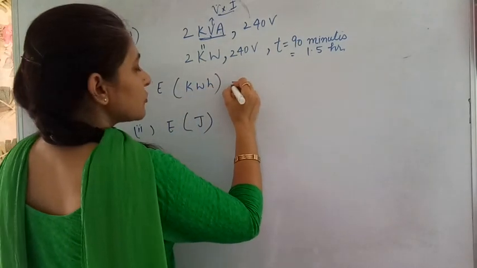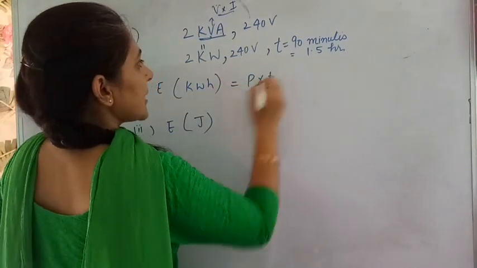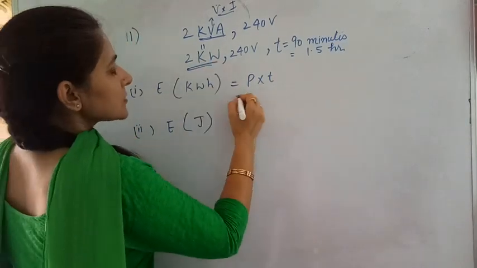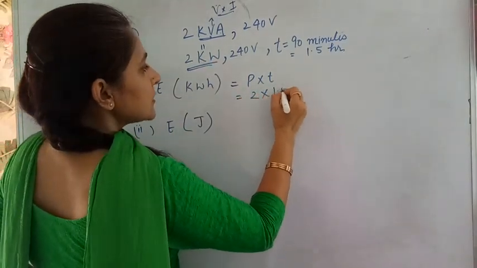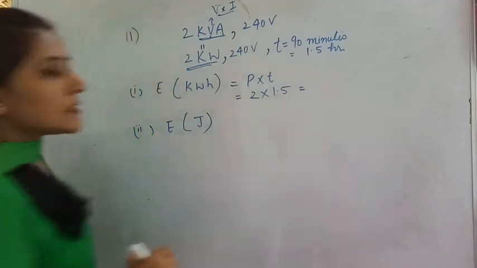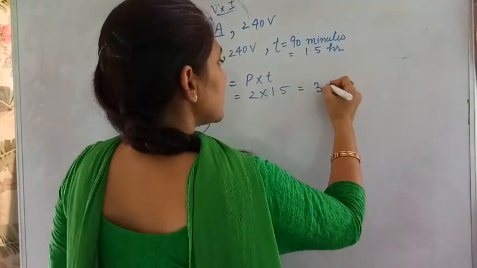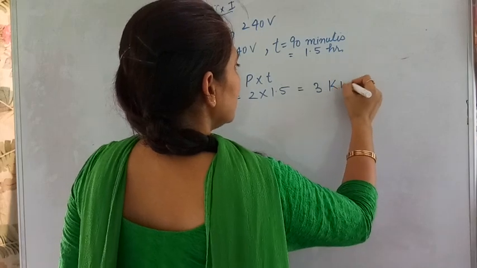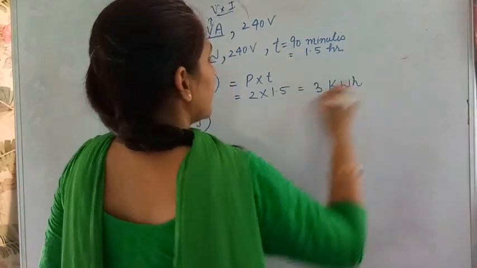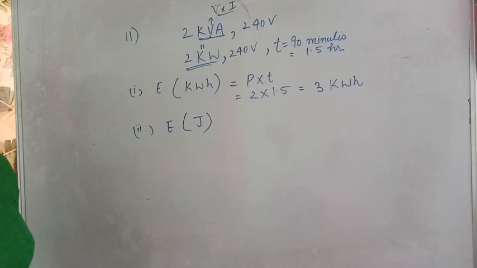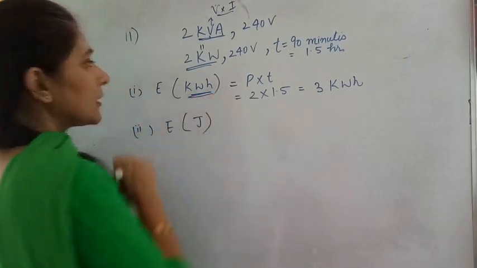Electrical energy we are supposed to find out. So electrical energy consumed is equal to power into time. Power given to us is 2, time given to us is 1.5. That gives the value 3. This is the energy consumed, so this is 3 kilowatt hour. We are calculating it in kilowatt hour.